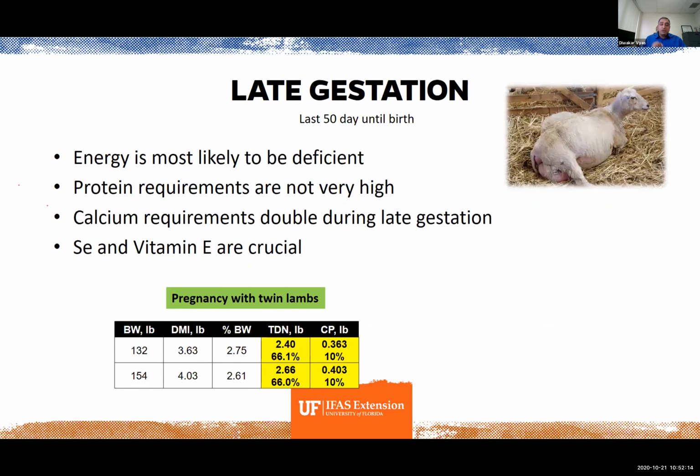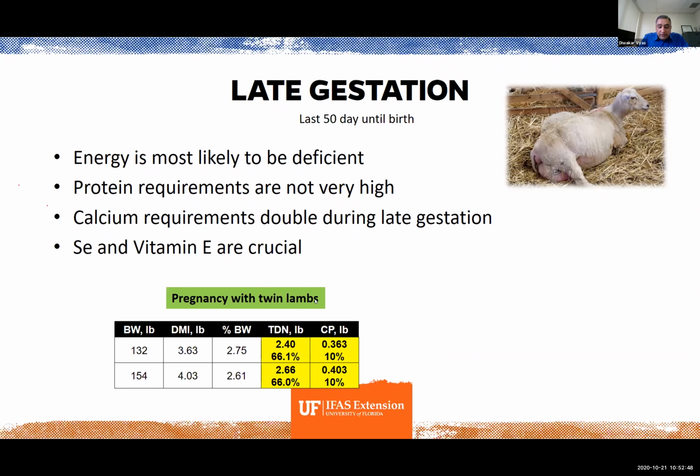Now, we are entering into the most crucial phase of this entire production system as far as nutrition is concerned. If you want to focus on one stage, this is the first stage where we really want to formulate your diets, and the second stage would be lactation. Late gestation is the last 50 days until birth. Okay, energy is most likely to be the deficient nutrient here. We need to make sure these animals are getting enough energy. Protein requirements are still not very high.